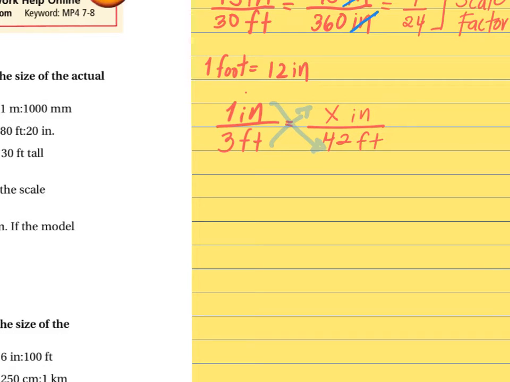So 1 times 42 is equal to 42 equals 2. 3 times x is 3x. And now we need to simplify for x. That will be dividing by 3. 3 divided by 3 is 1, and 1 times x is obviously x. So that's why you cancel that. And then 42 divided by 3, it's equal to 14.